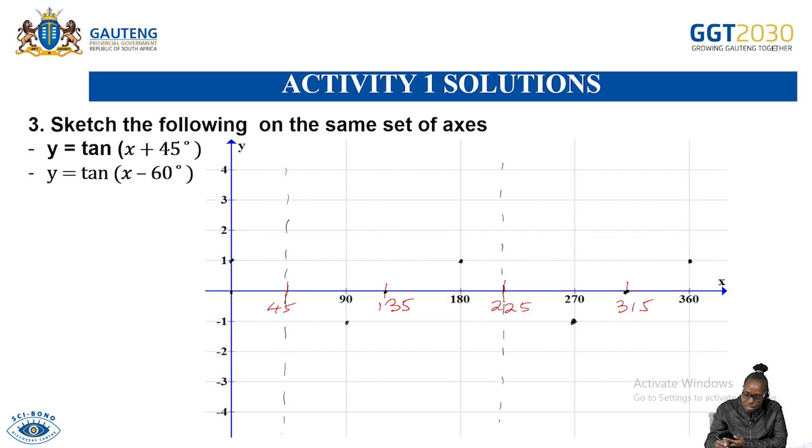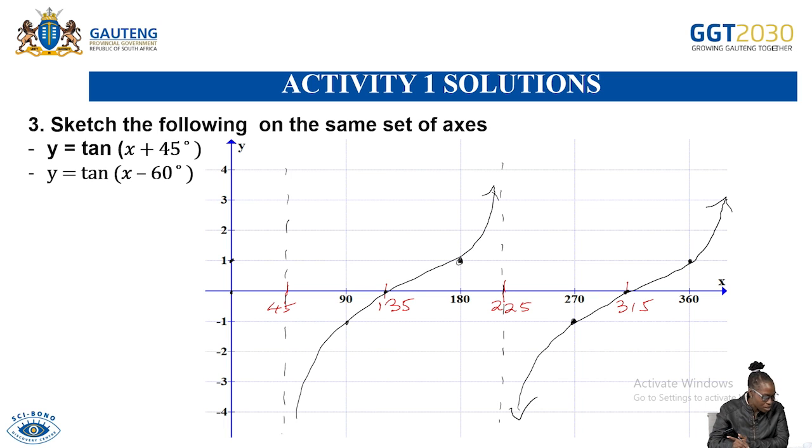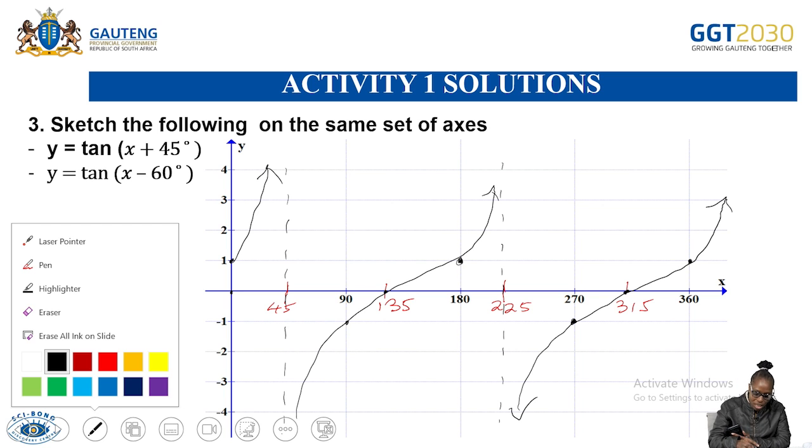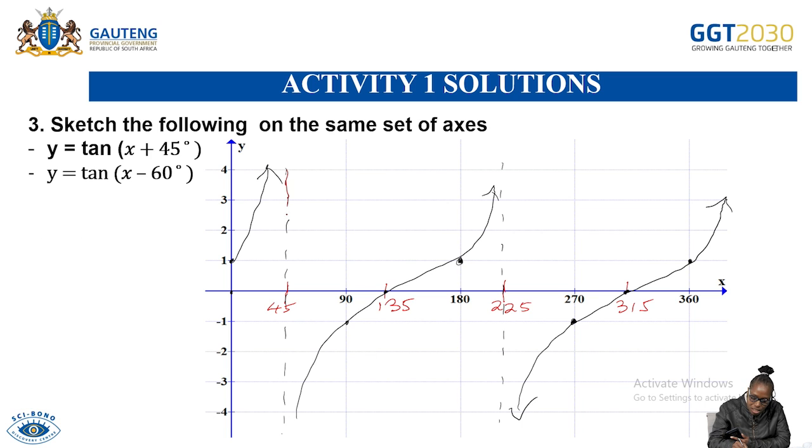Meaning my graph is going this way. It's moving this way, and is also moving that way. That is how my graph is moving. Can you see it's getting closer to the asymptote, but not touching the asymptote? It is getting closer to this line, but is not touching. Can you see? All the way it is getting closer. Which means when you continue with the graph, you'll find another asymptote.